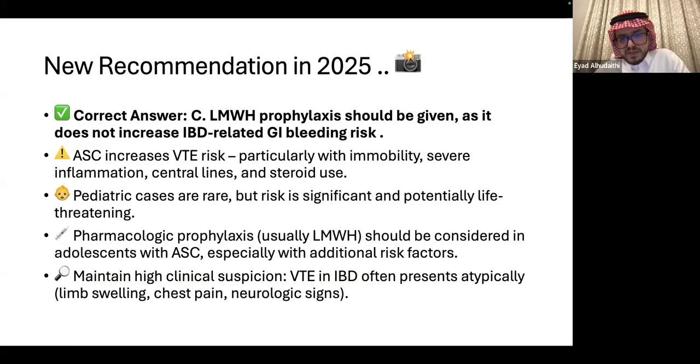Pharmacological prophylaxis, usually low molecular weight heparin, should be considered in adolescents with acute severe colitis, especially with additional risk factors. Maintain high clinical suspicion. Venous thromboembolism in IBD often presents atypically, like limb swelling, chest pain, or neurological signs.